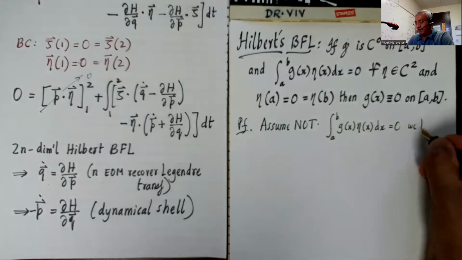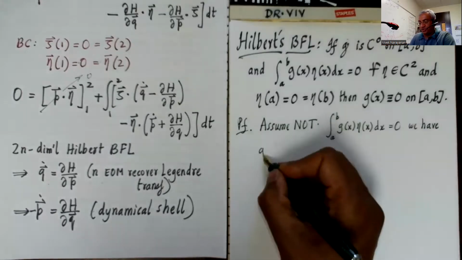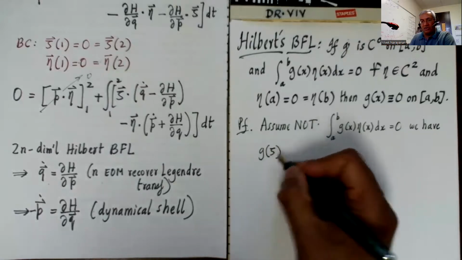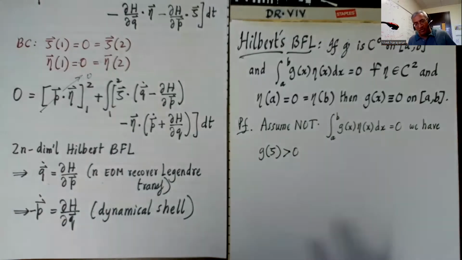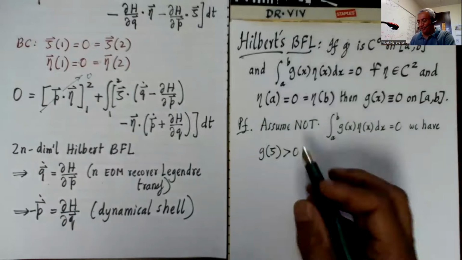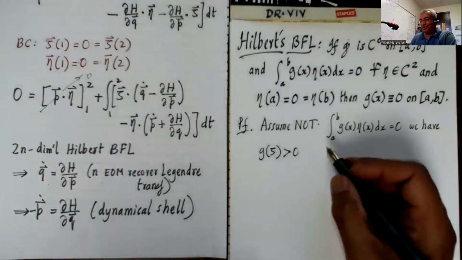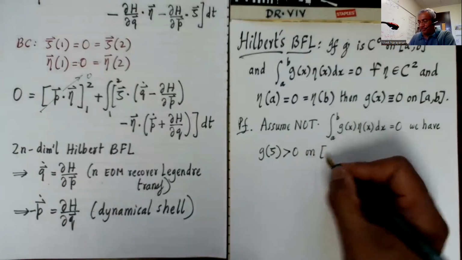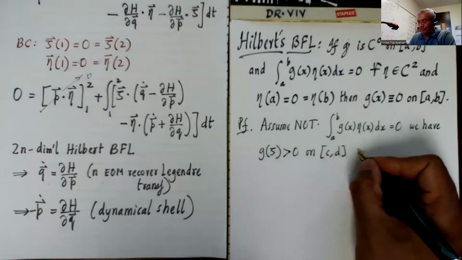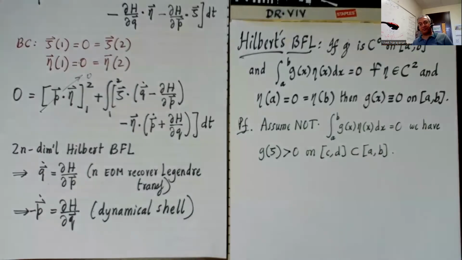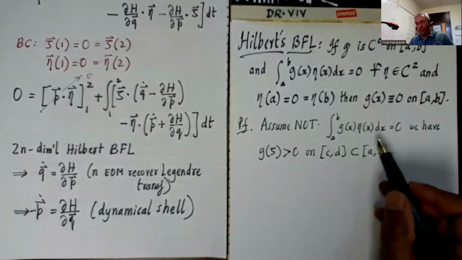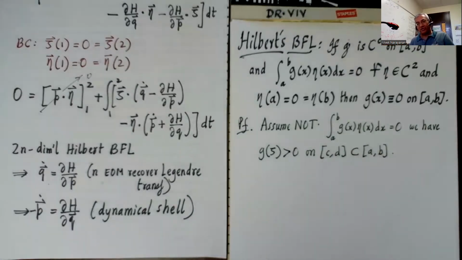we have g of zeta is not 0. If it's not 0, it has to be either positive or negative. I like to be positive, generally speaking. So g of zeta is bigger than 0 on some subinterval c comma d, which is part of the main interval a comma b. So we're going to make that assumption. Even though this is 0, g is not 0. It's bigger than 0 on a small subinterval.